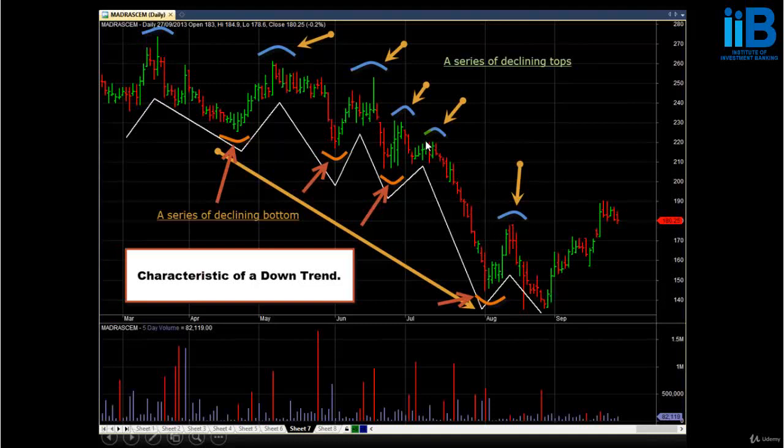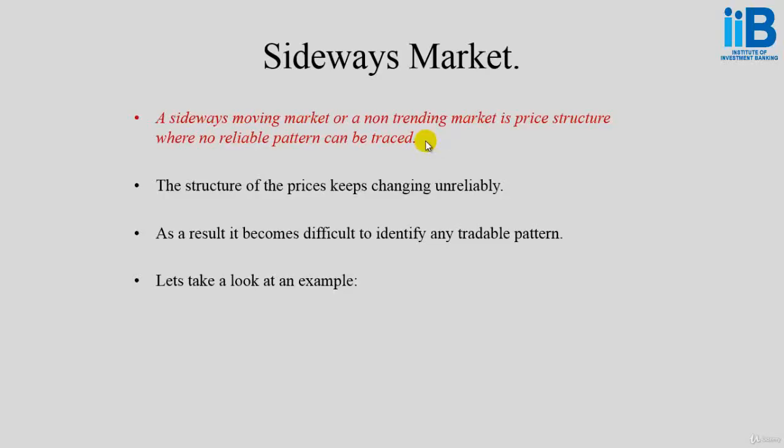So this is the characteristics of a downtrend, a series of lower highs along with a series of lower new lows. So what is a sideways market? A market that does not show characteristics of any trend can be categorized as a sideways moving market. A sideways moving market, a non-trending market, is a price structure where no reliable pattern can be traced. The structure of the prices keeps changing unreliably. As a result, it becomes difficult to identify any tradable pattern.